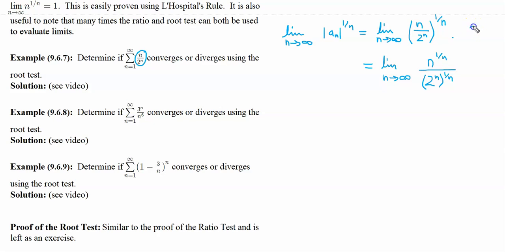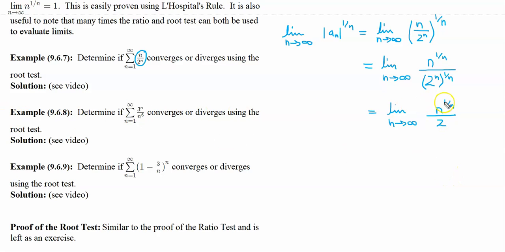right, we just use the fact that a over b to the c power is a to the c power divided by b to the c power, right? So that's the rule that we used going from here to here. And now, of course, we can use the other exponent rule that the denominator here is just going to be 2 raised to the n times 1 over n power. N times 1 over n is just 1. So we get like that.